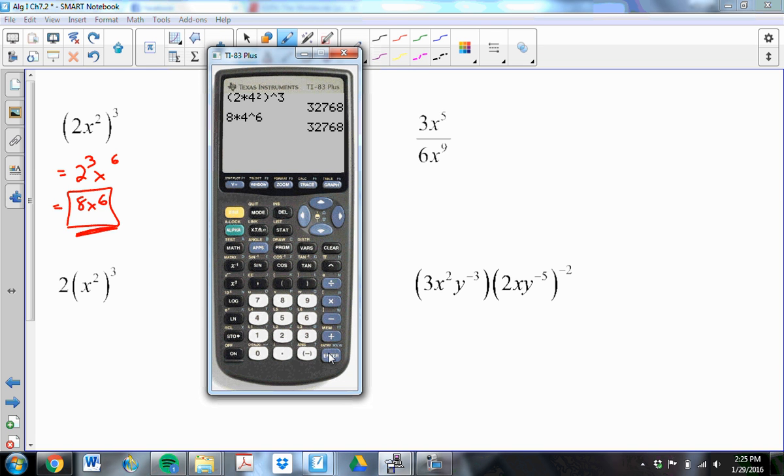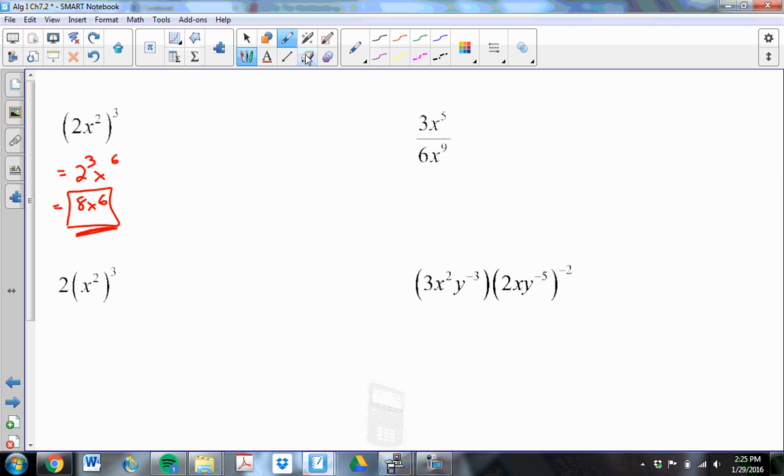So you can actually check all your answers if you plug in a number for your variables, for your letters, and see if it works out true or not. Never plug in -1, 0, or 1. Always like 2, 3, or bigger.